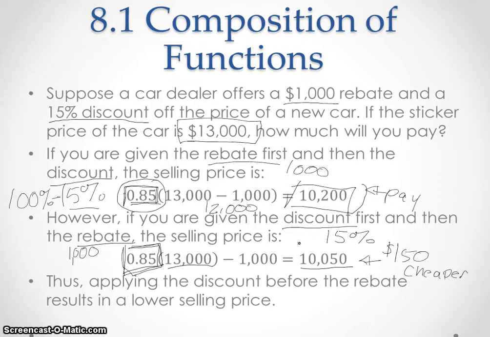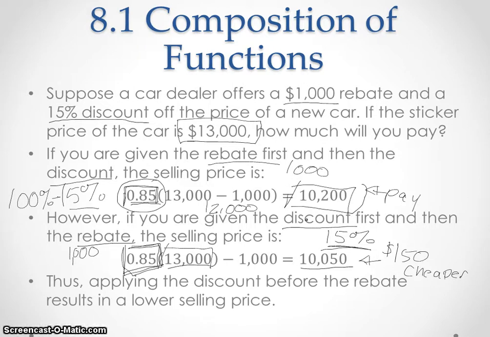The reason that this works is simply the idea behind percentages. If you have 15% off of something, let's imagine you're paying $1 million for something, well, that's going to be a much greater discount than if you were going to be paying $100 for something. So the percentage is really what's throwing everything off here. So you want the greatest amount possible being multiplied by the percentage. Okay, that's going to give you the highest discount. So therefore, applying the discount before the rebate results in a lower selling price.